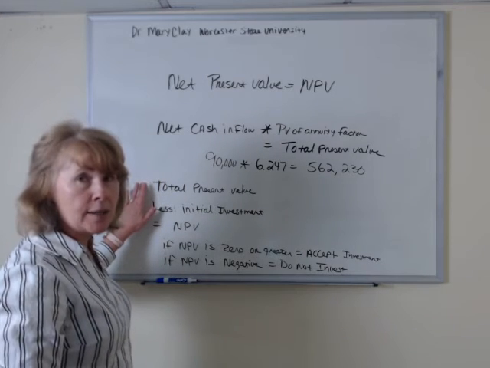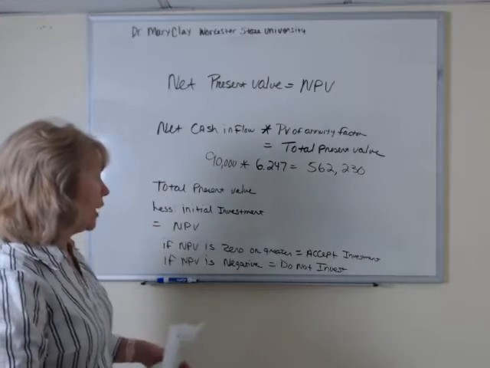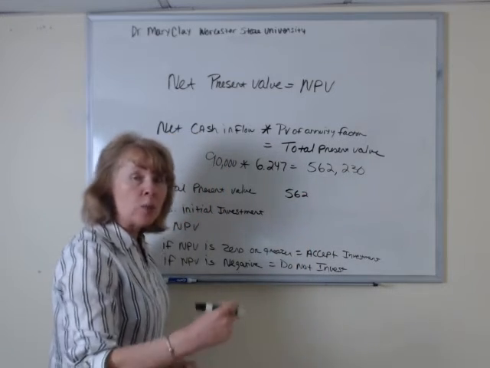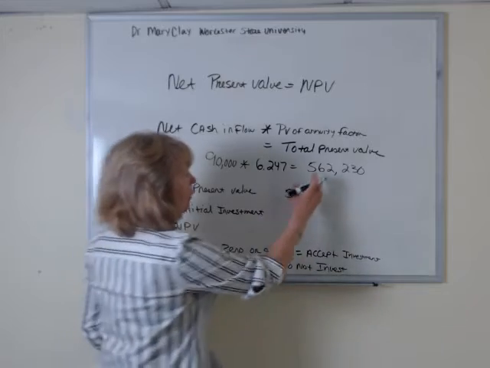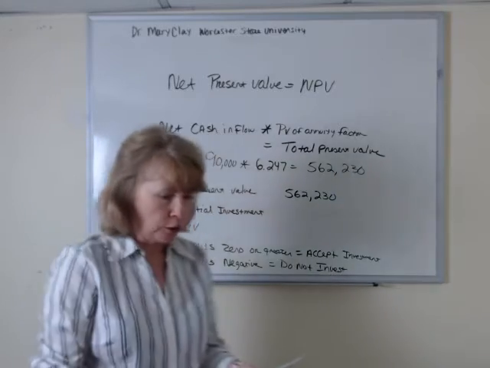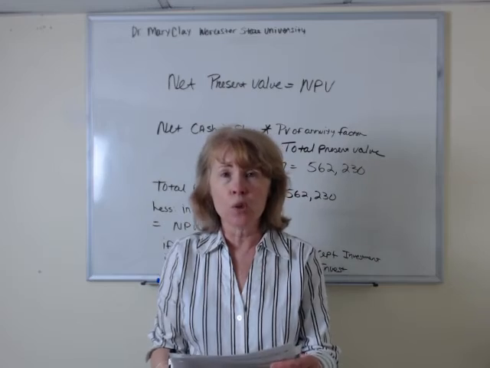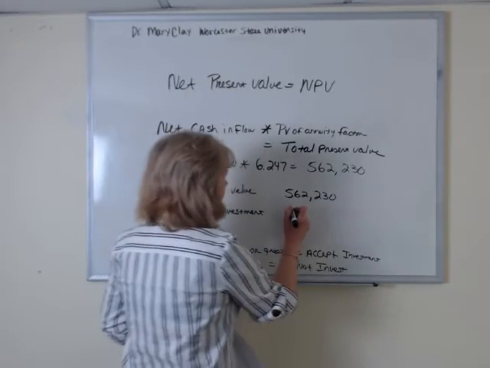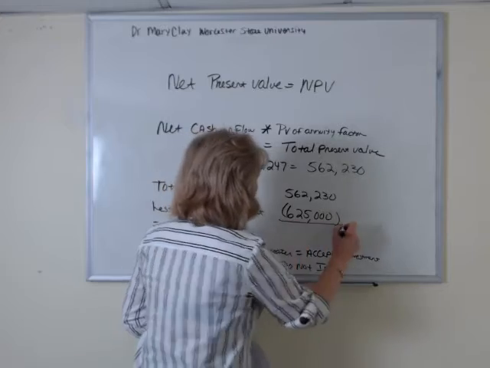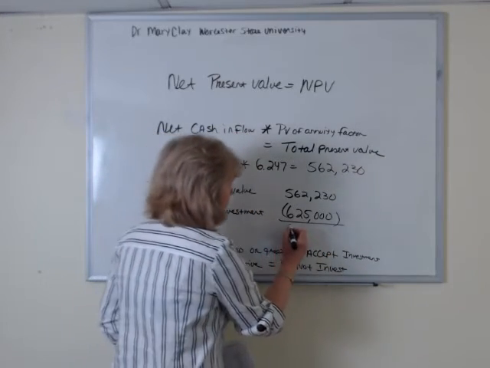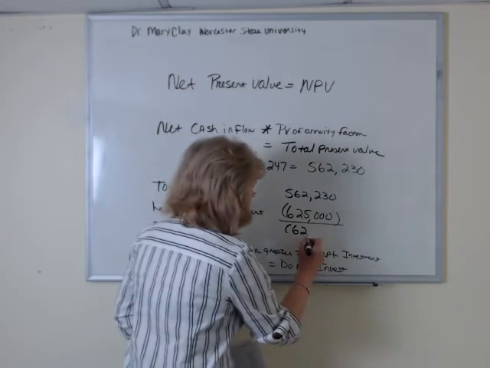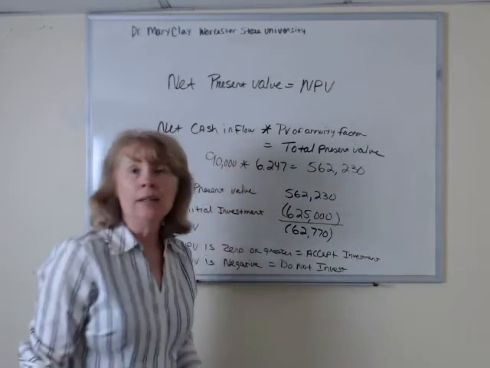Again, make sure you set up your equation properly. Net present value is the total present value on the top minus the initial investment. Please take good notes on this. When test time comes, you want to understand. So 562,230, and now you subtract out your initial investment. Looking at the problem, the initial investment was 625,000. When I subtract that, the net present value is negative. Very important: put in your negatives. Negative 62,770.